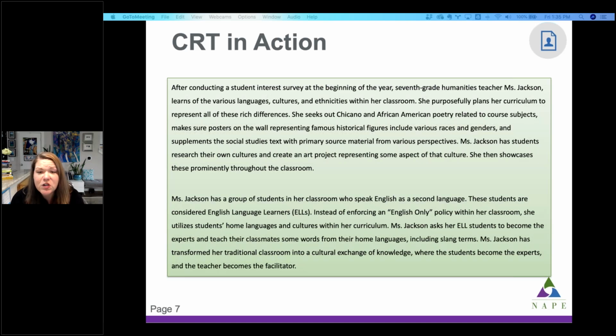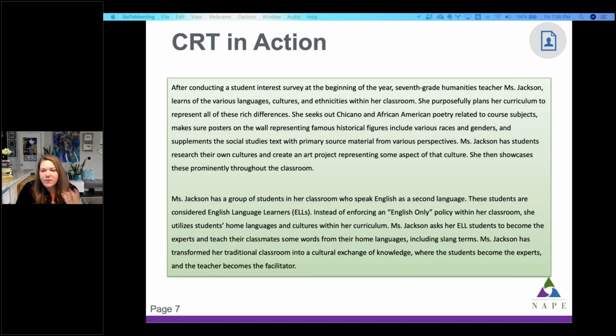Ms. Jackson has a group of students in her classroom who speak English as a second language. These students are considered English language learners. Instead of enforcing an English-only policy within her classroom, she utilizes students' home languages and cultures within her classroom. Ms. Jackson asks her ELL students to become the experts and teach their classmates some words from their home languages, including slang terms. Ms. Jackson has transformed her traditional classroom into a cultural exchange of knowledge where the students become the experts and the teacher becomes the facilitator.